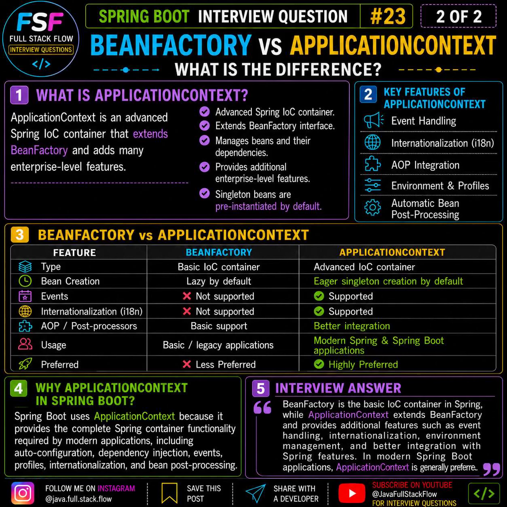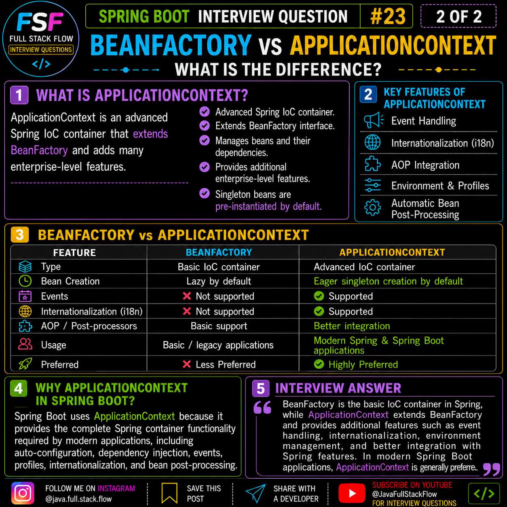Next, now let's move to the comparison between BeanFactory and application context. The first difference is the type of container. BeanFactory is the basic IOC container, whereas application context is an advanced IOC container. Next is bean creation. BeanFactory creates beans lazily by default. Application context pre-instantiates eager singleton beans by default. When it comes to events, BeanFactory doesn't provide application event support, whereas application context provides event handling. For internationalization, BeanFactory doesn't provide built-in I18N support, while application context supports internationalization.